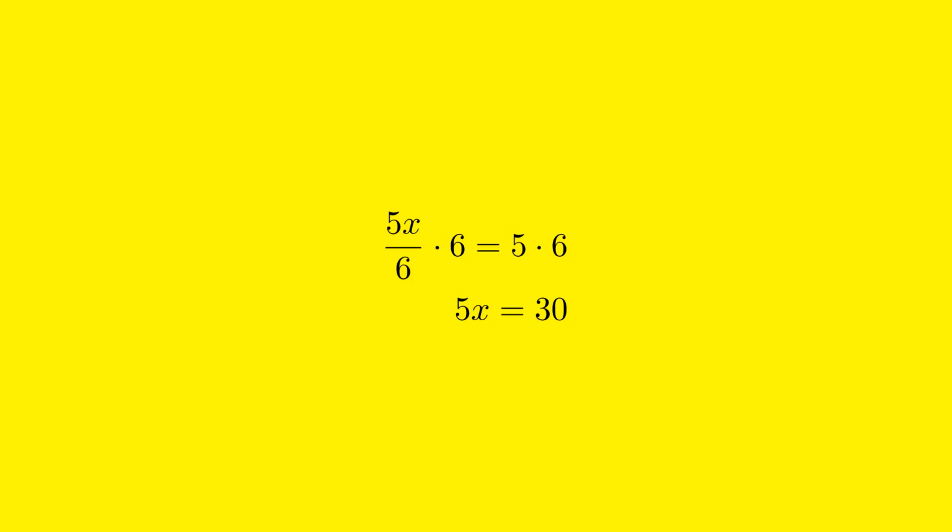So multiply the left side of the equation, which is 5x over 6, by 6. On the left side, 6 times 5x over 6 will cancel the 6's, leaving just 5x. This is because 6 divided by 6 is 1. Now perform the same multiplication on the right side of the equation. So multiply the right side, which is 5, by 6 to get 30. After this step, the equation is simplified to 5x equals 30.